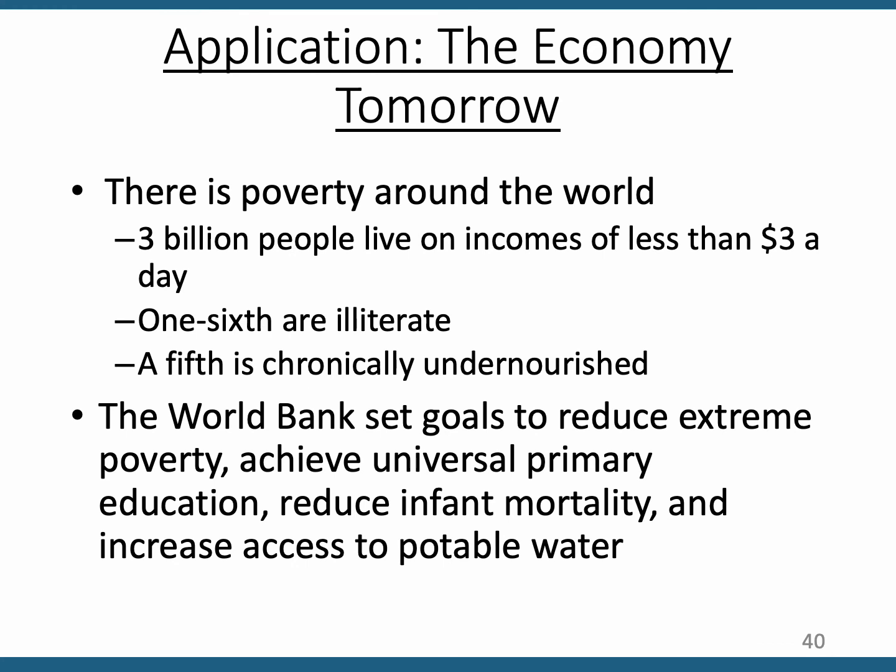The very last topic in this chapter, the last page or two, there's a discussion of worldwide poverty. The average American is not aware how much poverty there is in the world. 3 billion people live on incomes of less than $3 a day. And there's a little less than 8 billion people in the world. So this is close to 3/8 of the world's inhabitants, more than 1/3 living on incomes of less than $3 a day. 1/6 are illiterate, so that would be 1/2 of those 3 billion. 1/5 of the world's inhabitants are chronically undernourished. The World Bank is an organization that addresses worldwide poverty.